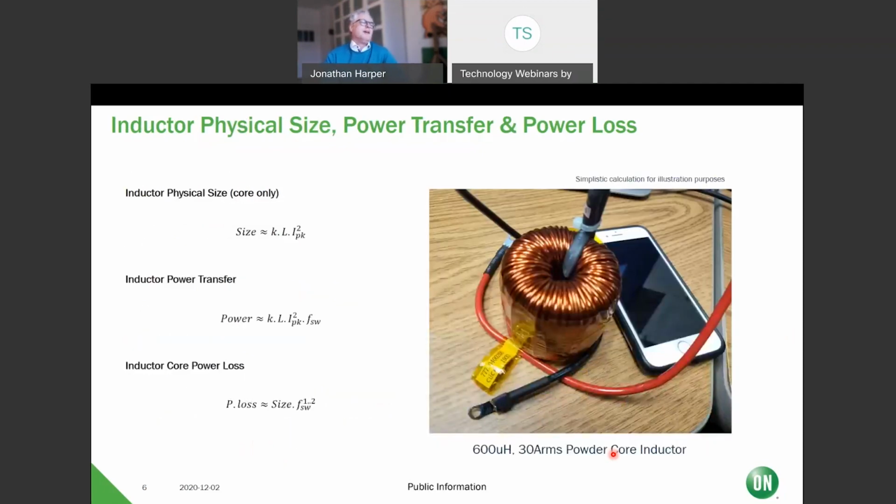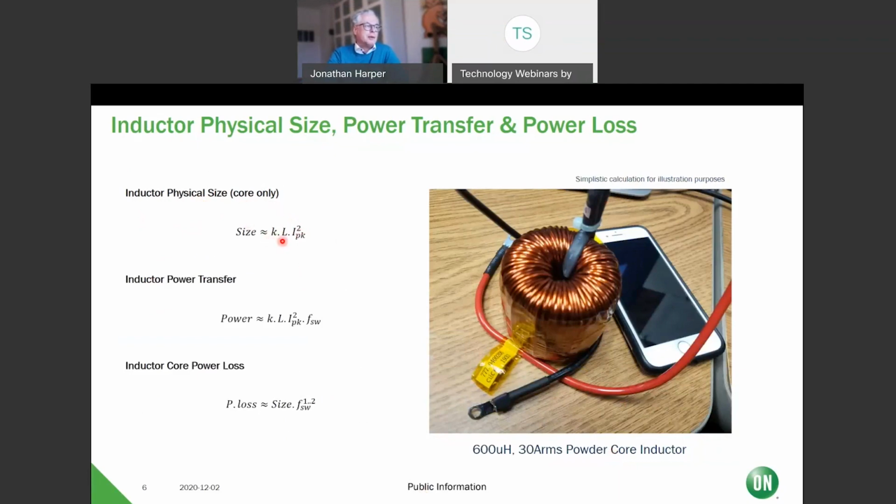So let's have a look at what affects the inductor size, the power rating of the inductor, and the core power loss. I don't want to get into the winding losses. That's quite a complex topic, actually. I would say reducing the inductance will certainly reduce the cost because you reduce the number of windings quite significantly. So the physical size of the inductor, I'm picking the core, right?